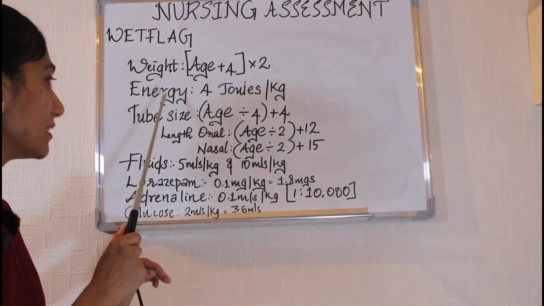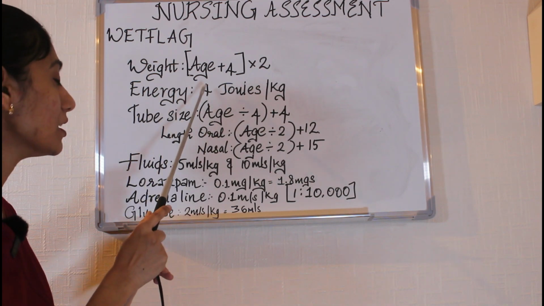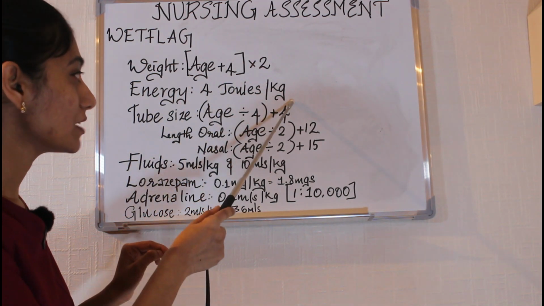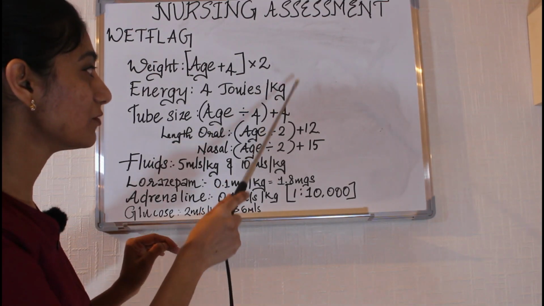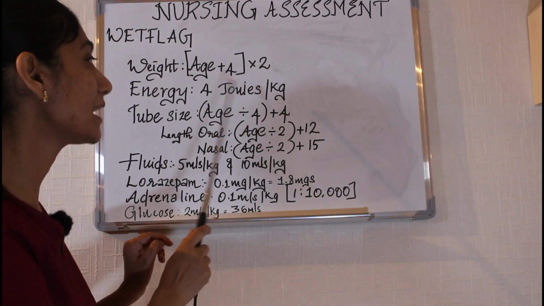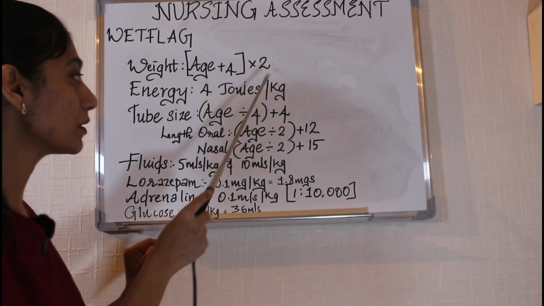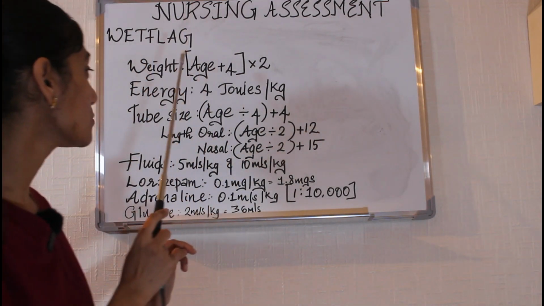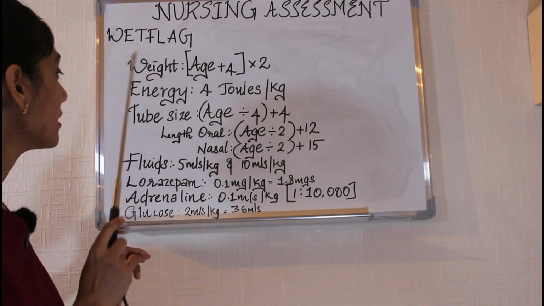And the next one is energy. Here energy is 4 joules per kg. So according to the weight we get, we do a calculation as 4 joules per kg. That's energy. And then is tube size.